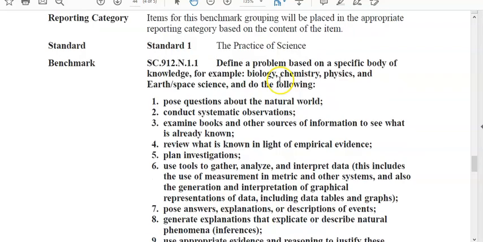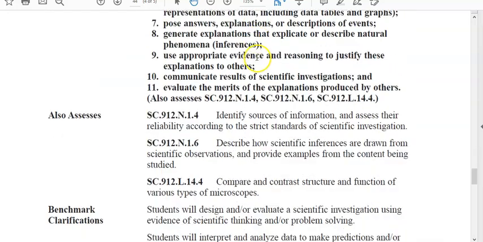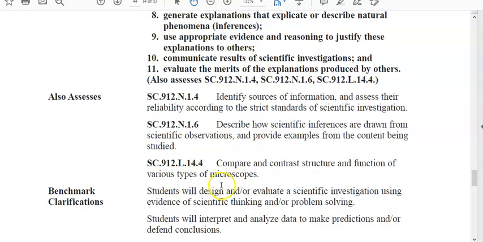Well, that's because this is one of those, this is an essential parent standard. Sometimes in biology we call it the keystone standard, and they also assess other standards. So you'll see right here, we have the L14.4, compare and contrast structure and function of various types of microscopes. This is the microscope standard, and it's embedded in the processes of science.